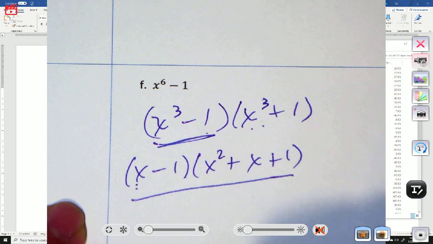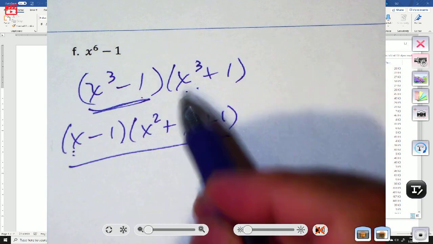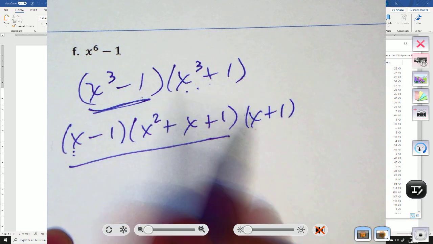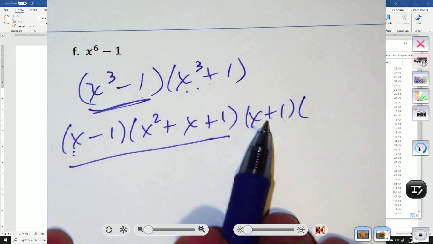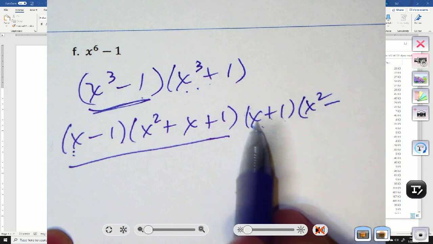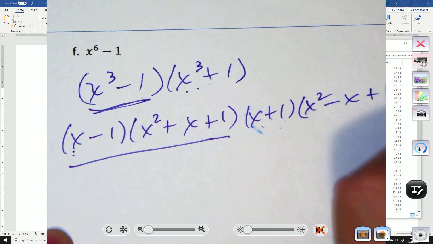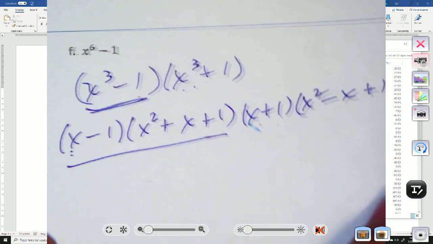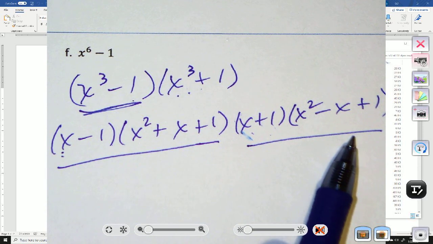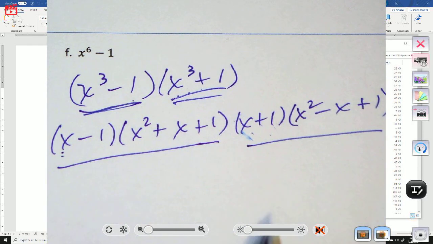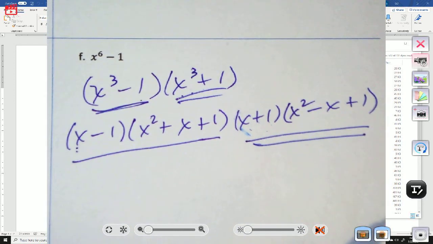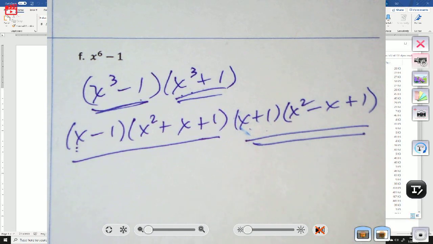Continuing. Now I'm going to factor x cubed plus 1. This is just a plus version of that. So that becomes x plus 1, right? Square the first term. Change the plus to a minus. 1 times x is x. Plus 1 squared is 1. So that's it. This combination is x cubed plus 1. Those two go together. Zoom out a little bit. Alright, there we go. And that's the last example. Good luck.